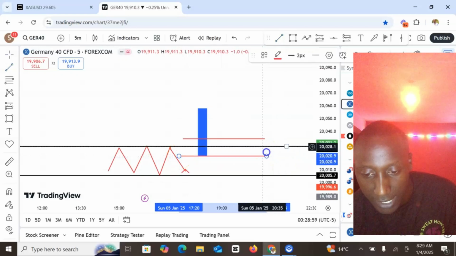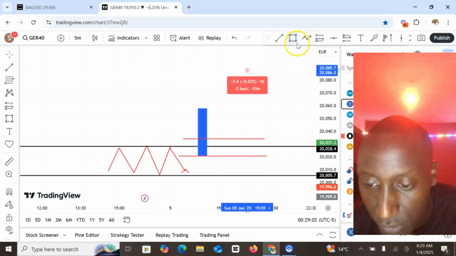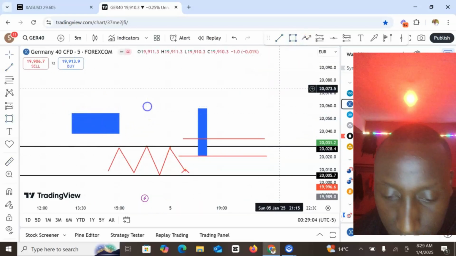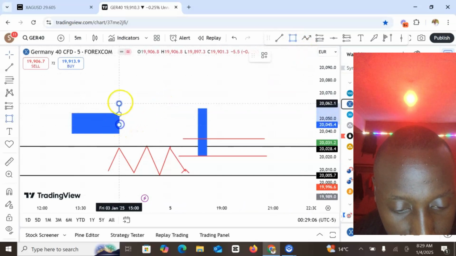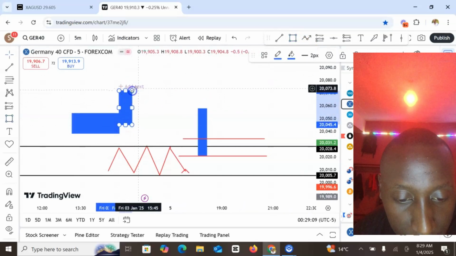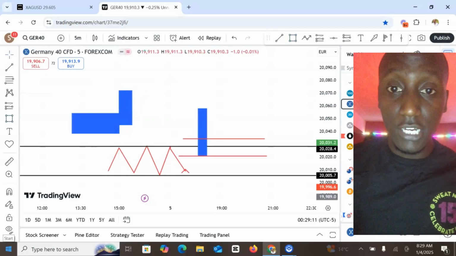Now, if price closes as a breakout, now you have strength in the market. Because think about it, if you are in a consolidation like that, the moment price breaks above the consolidation, it's telling you that now it's ready to move.